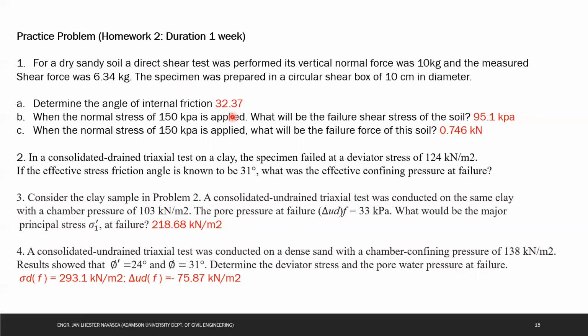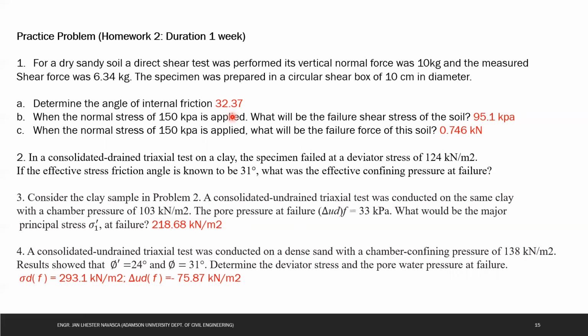Number 2, in a consolidated drained triaxial test on a clay, the specimen failed at the deviator stress of 124 kPa, and the effective stress friction angle is known to be 31 degrees. So what was the effective confining pressure at failure?